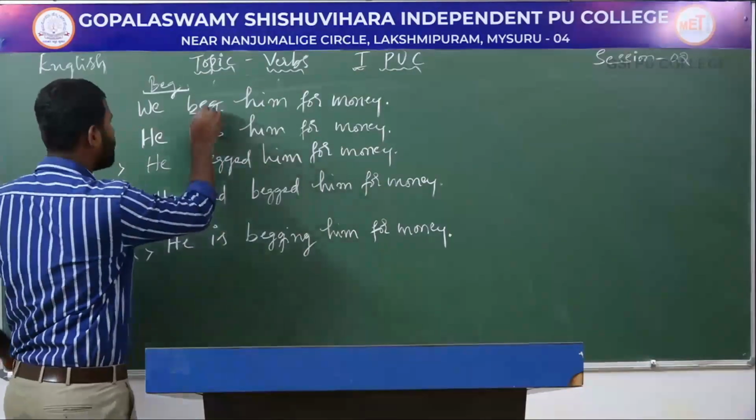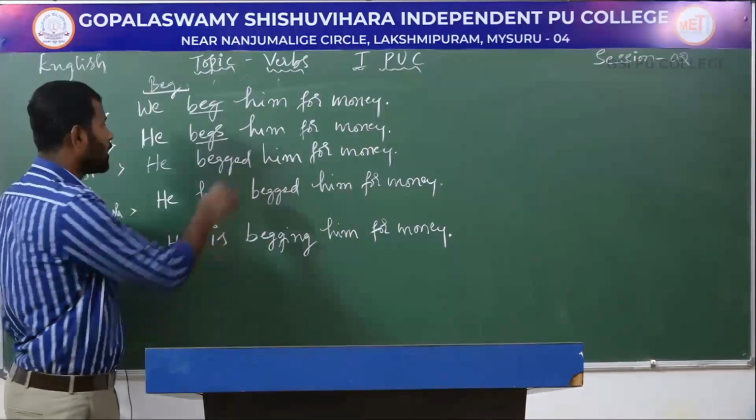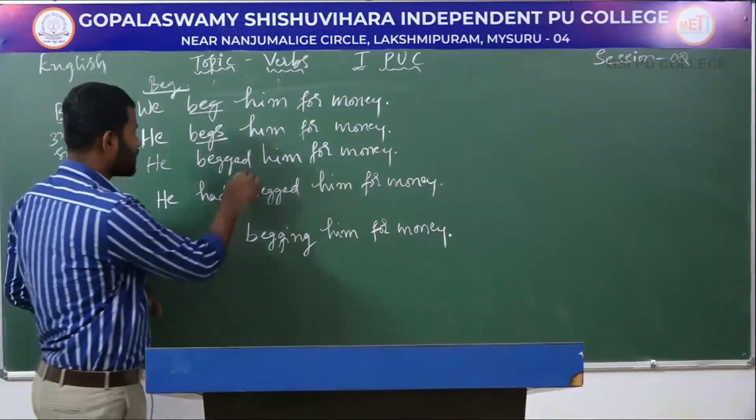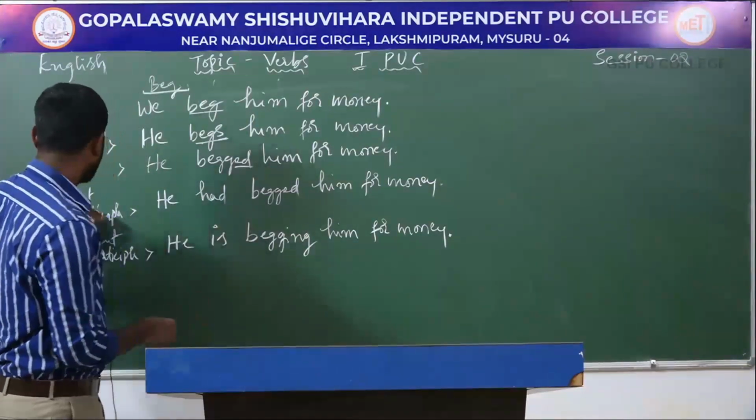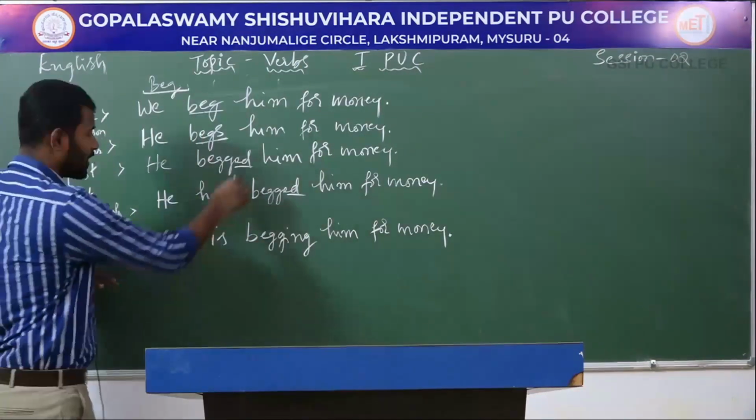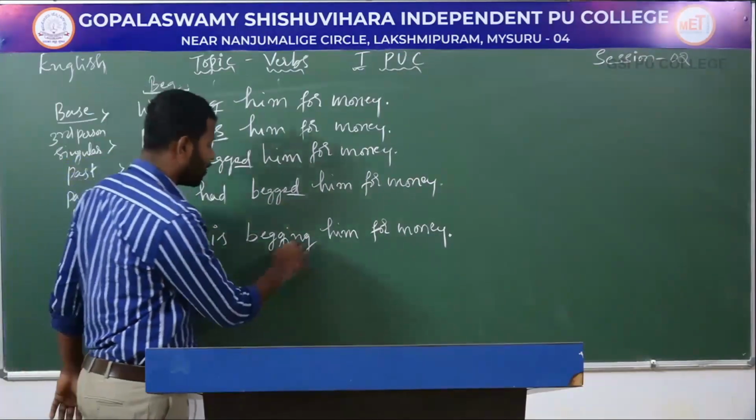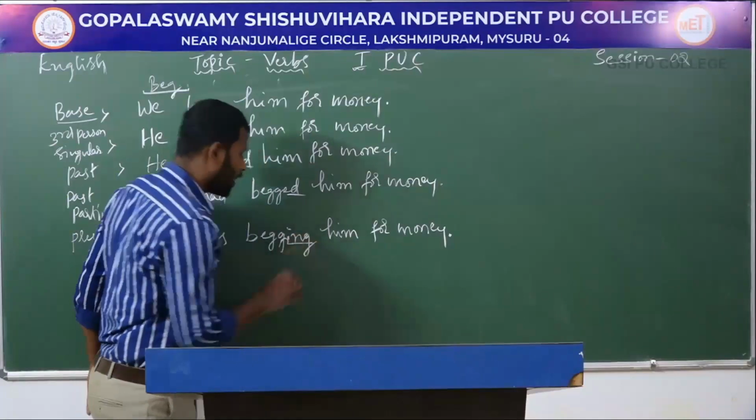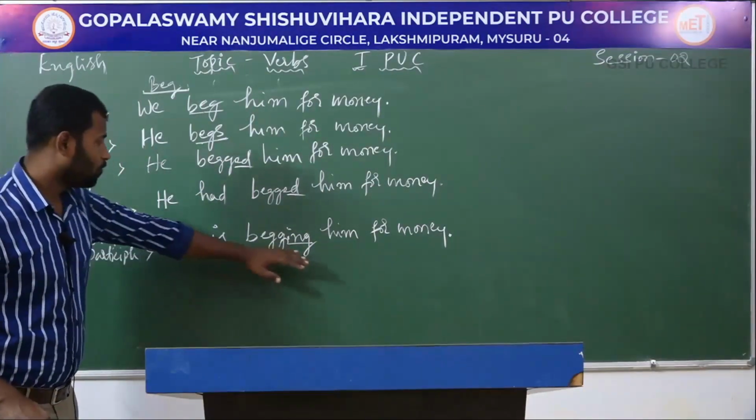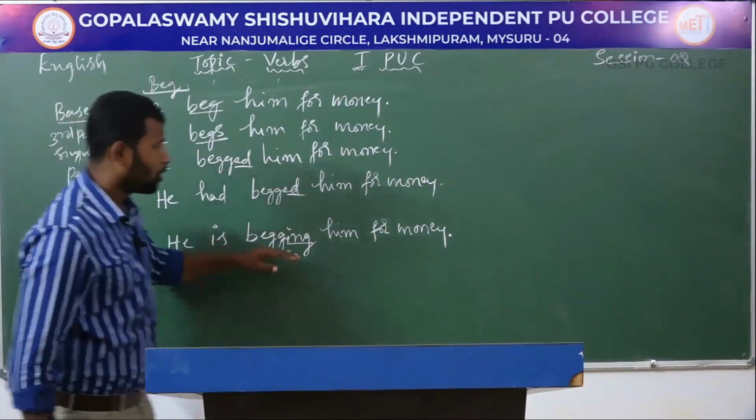When the same verb is used with third person singular form, it has taken s. We have added s, and in the past tense it has taken the ed form, and in the past participle the same ed form has been retained, and in the present participle you have the ing form. So the ing form of the verbs is used in present participle. We'll talk more about this.